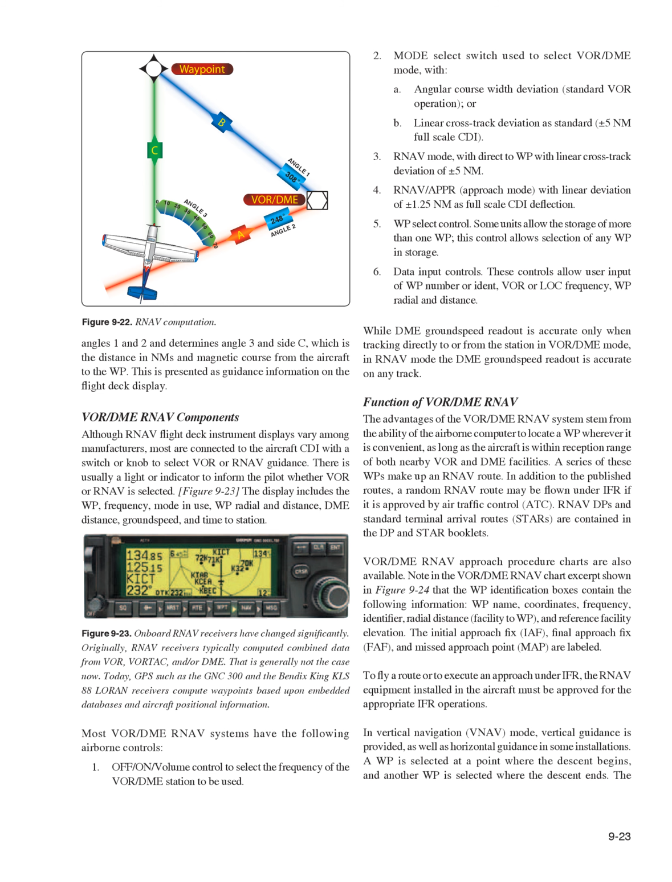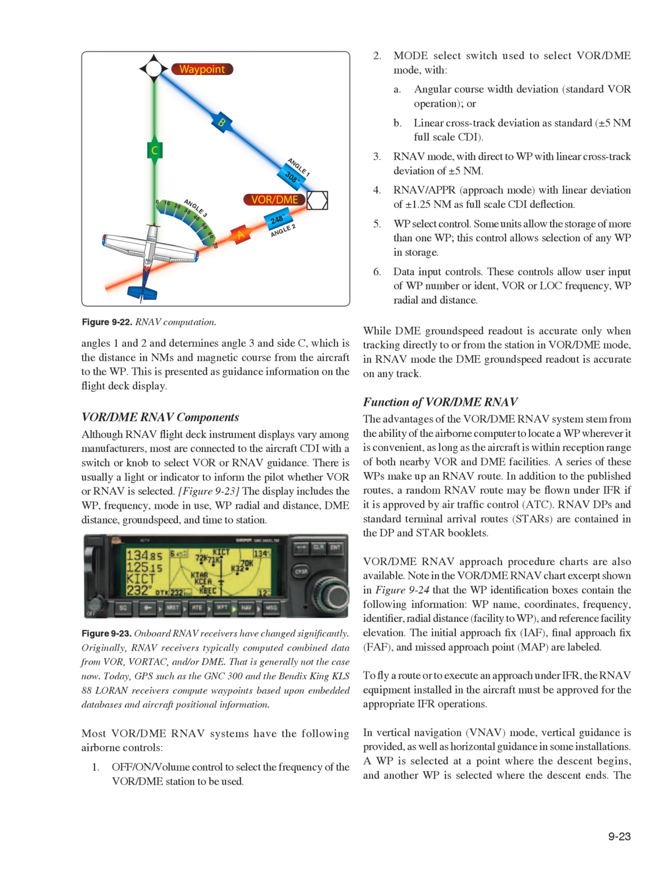5. WP select control. Some units allow the storage of more than one WP, this control allows selection of any WP in storage. 6. Data input controls. These controls allow user input of WP number or ident, VOR frequency, WP radial and distance. While DME ground speed readout is accurate only when tracking directly to or from the station in VOR/DME mode, in RNAV mode the DME ground speed readout is accurate on any track.